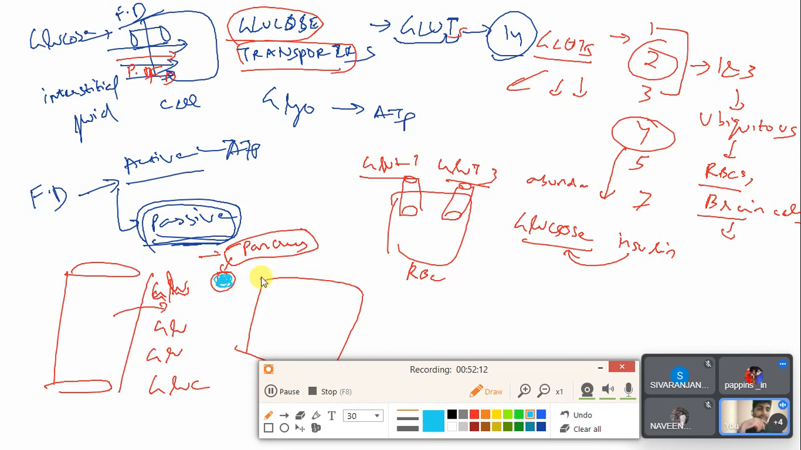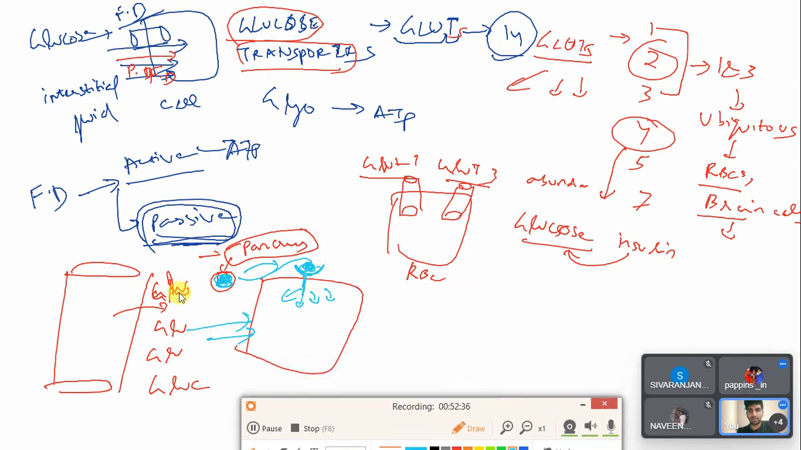Now this insulin has to go and bind to the cells. There will be an insulin receptor here, and the insulin will bind here and signal the cell, and then the glucose comes in. So when there is a higher amount of glucose in the blood, it is sensed by our pancreas, which releases insulin into the blood, and this insulin binds to certain cells in our body, and then the glucose is taken in. So first, this glucose has to get taken into the cell, and GLUT4 plays the role here. GLUT4.